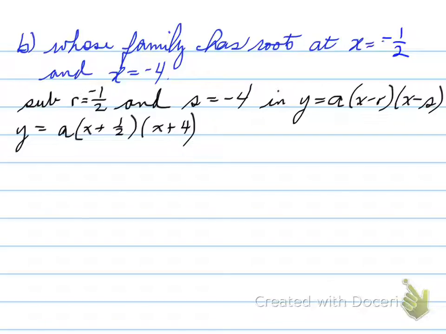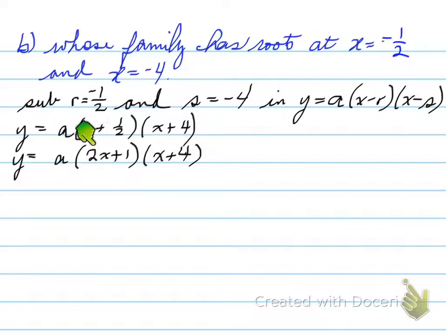What you now need to do is put this in the proper form. The 2 goes to the front, so that you have y equals a times (2x plus 1) times (x plus 4). You're multiplying only this bracket by 2 in order to get 2x plus 1, and the other one just stays x plus 4. They don't both get multiplied by 2, only the first one does.